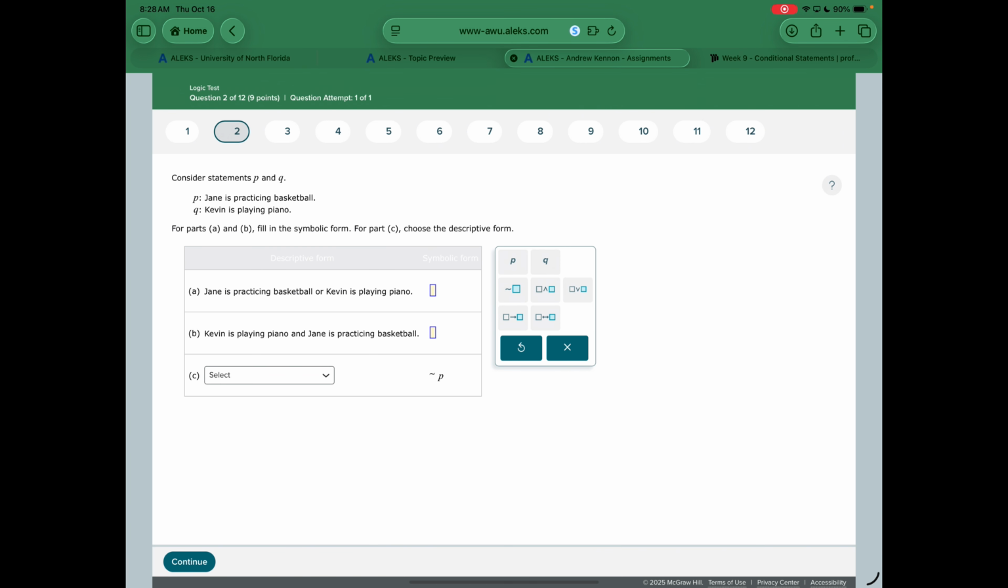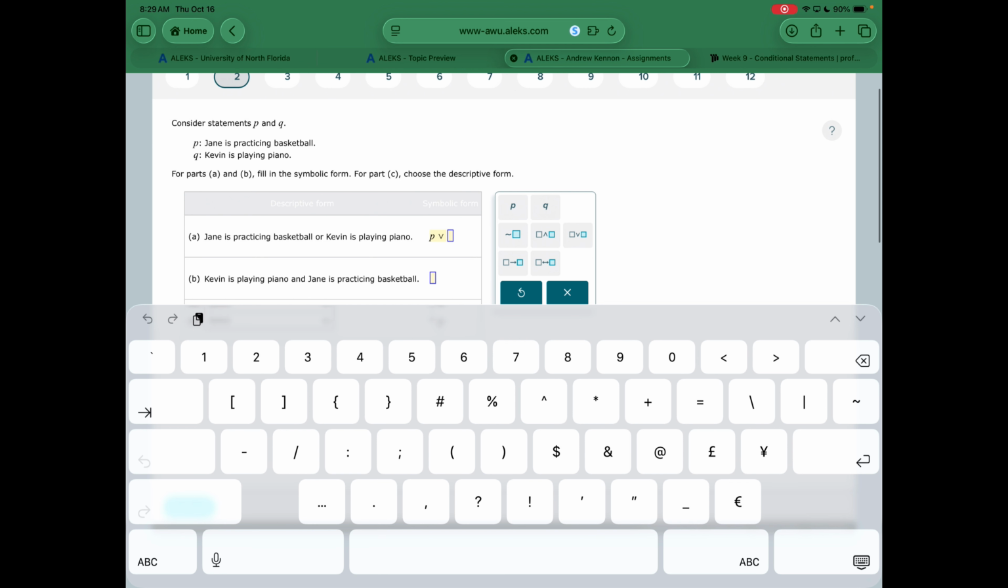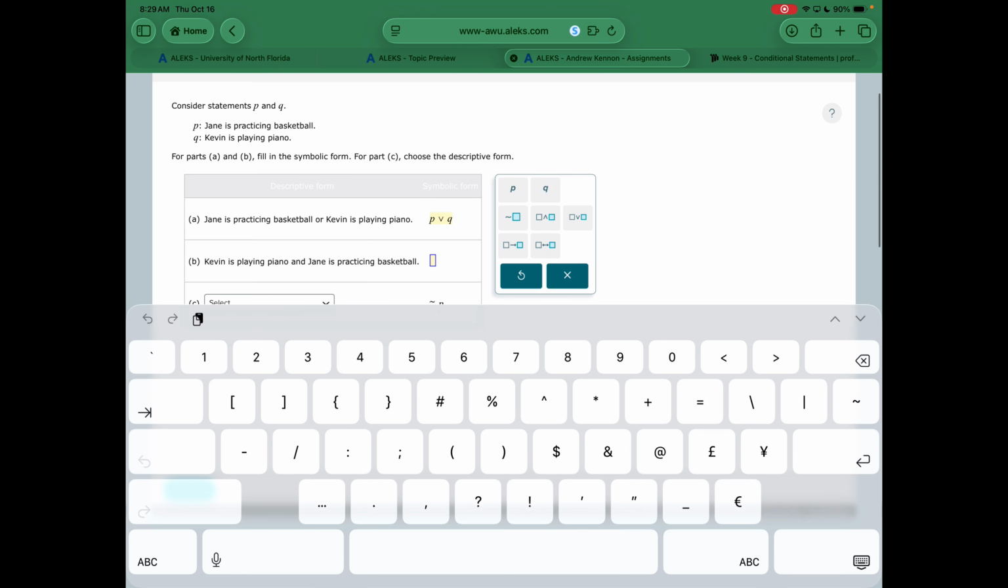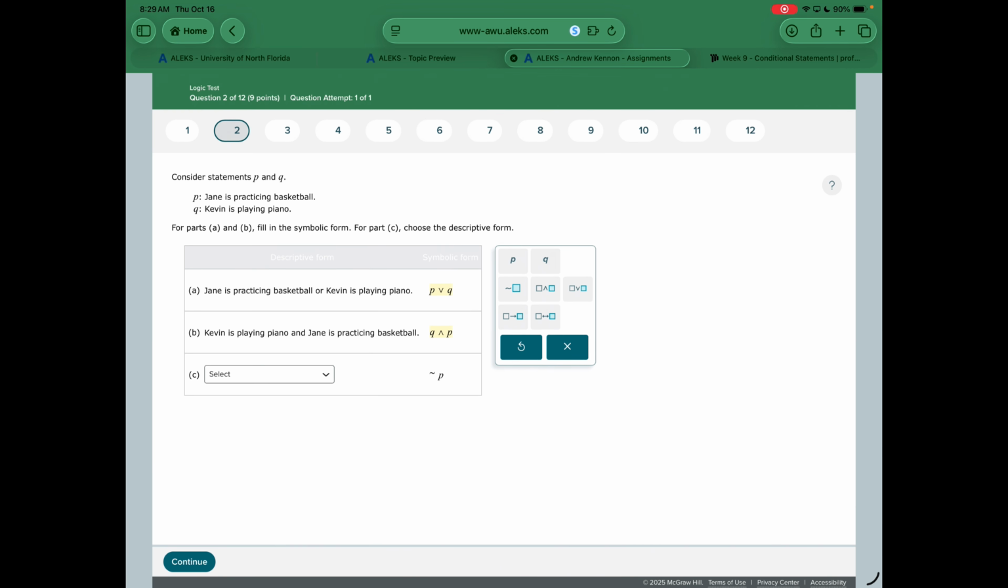This one, we're just using the symbols. Jane is practicing basketball is P. Q is Kevin is playing piano. So Jane is practicing basketball or Kevin is playing piano. Kevin is playing piano and is the V looking one, and Jane is practicing basketball. And then the squiggly line P is not, so Jane is not practicing basketball.